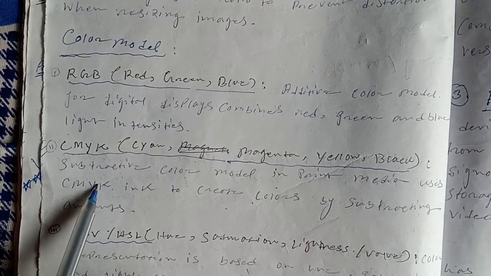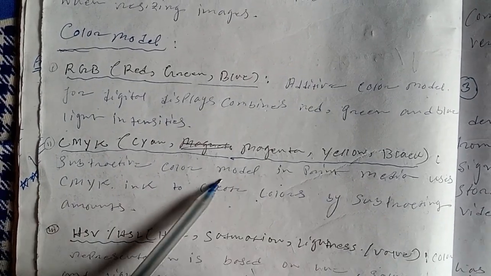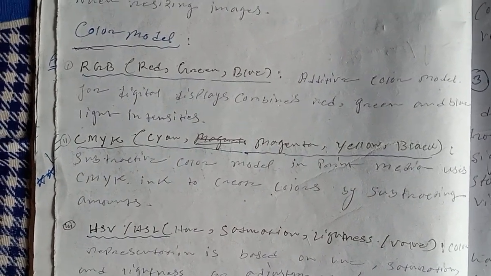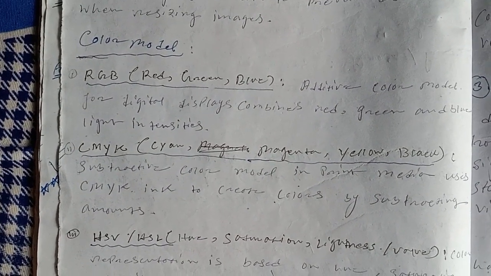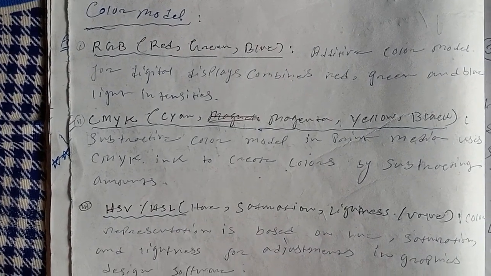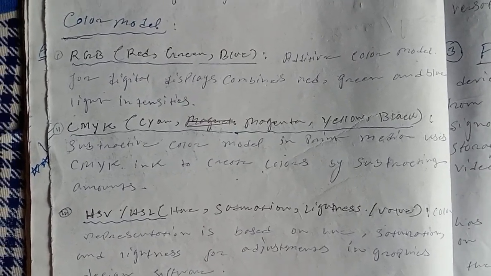Okay, so the subtractive color model in print media uses CMYK ink to create colors by subtracting amounts.